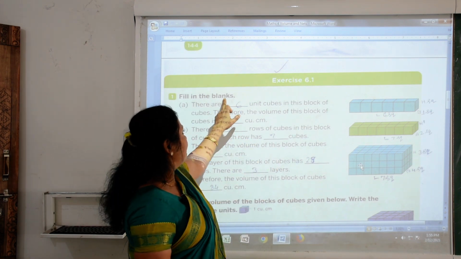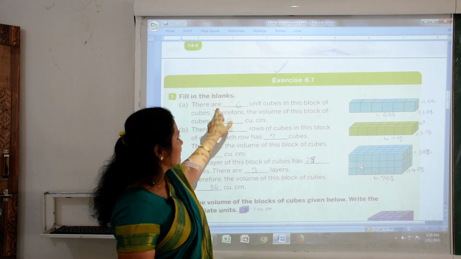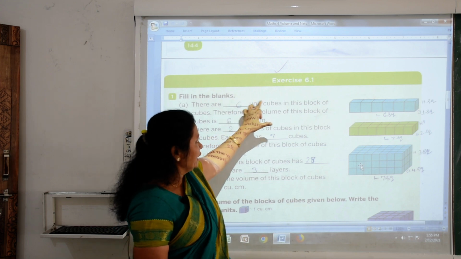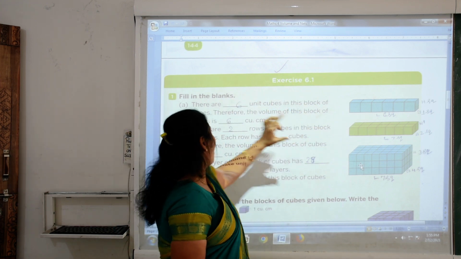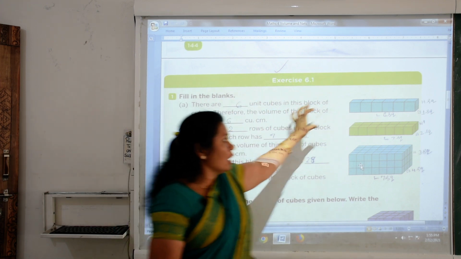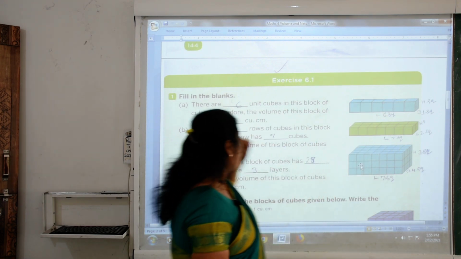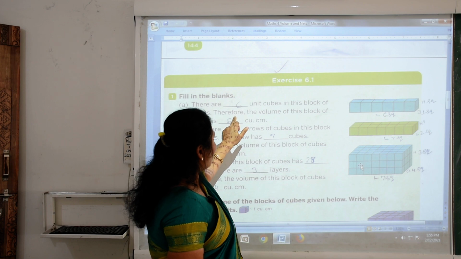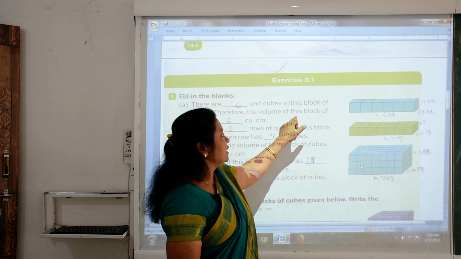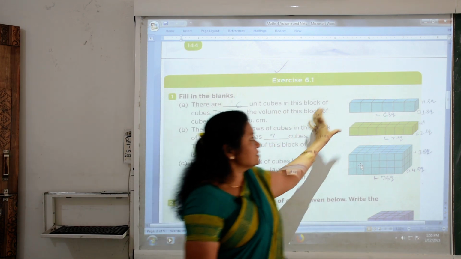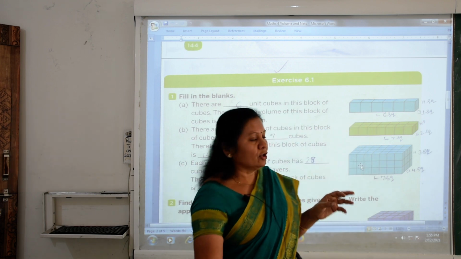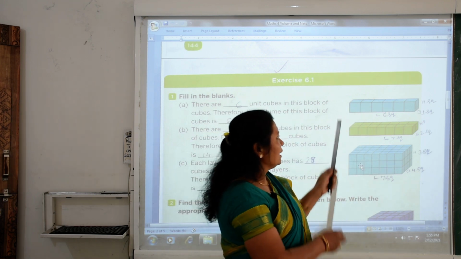Here fill in the blanks. There are dash unit cubes in this block of cubes. This block of cubes that you can see, you are shown here a block of cubes. Therefore the volume of this block of cubes, what will be the volume of this block? In this, the length is given here.